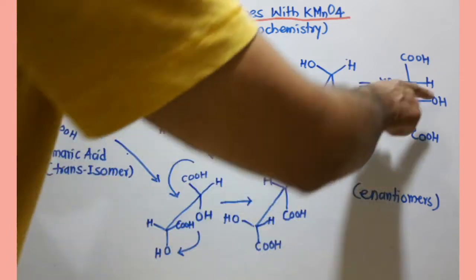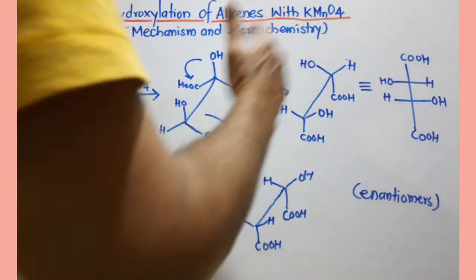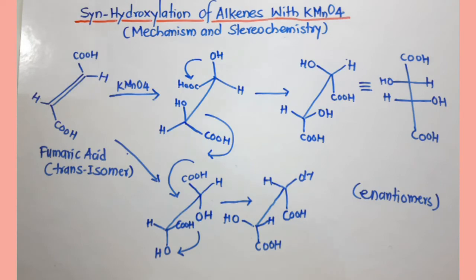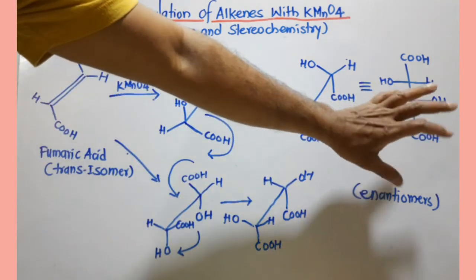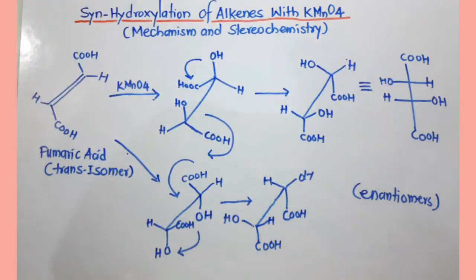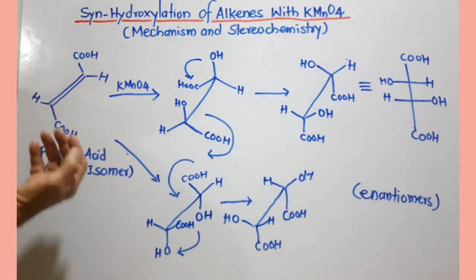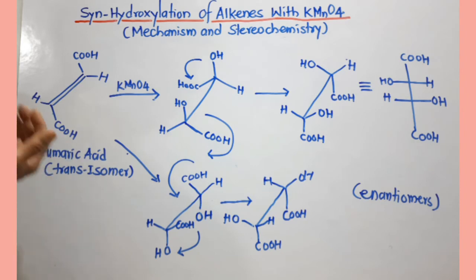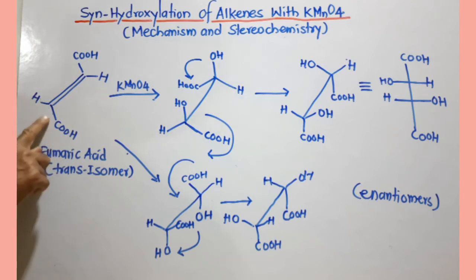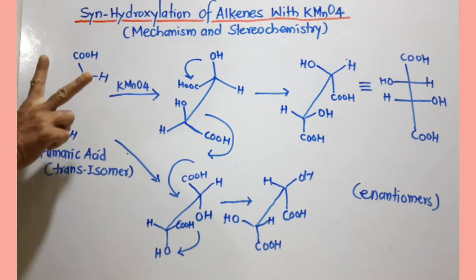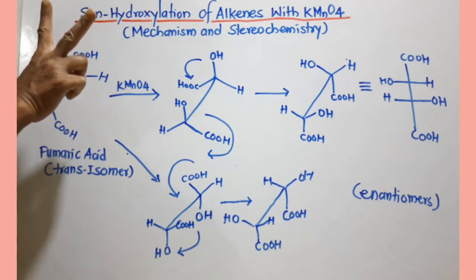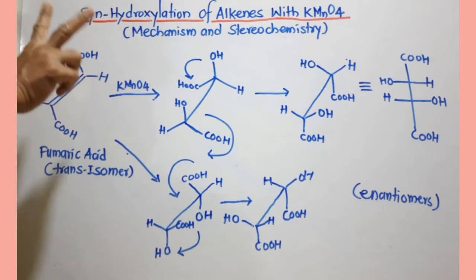You can see here there is no plane of symmetry, so this is not mesotartaric acid. This is tartaric acid, but either plus or minus. This is an enantiomer actually. Now we'll consider hydroxylation, suppose taking place from the lower side of this double bond. That means the OH group we are now going to join from the lower side. If I join the OH group from the lower side, these two groups will move up in the Sawhorse projection formula.